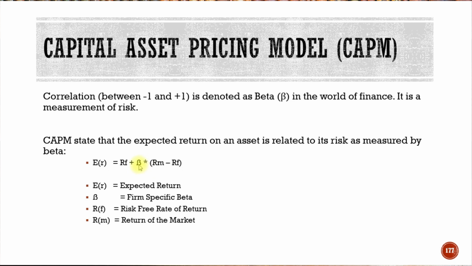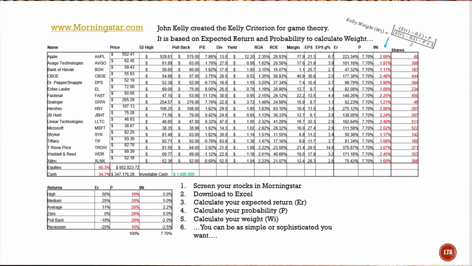And by looking at the firm-specific risk, the return on the market, and the risk-free rate of return, you will have a good idea what the expected return should be. I say should be because it's not a guarantee. So you've gone through and screened all your favorite stocks in Morningstar. You downloaded it to Excel. You decided to calculate your expected returns, and you wanted to have a probability assigned to it and really decide how you should invest in this market.